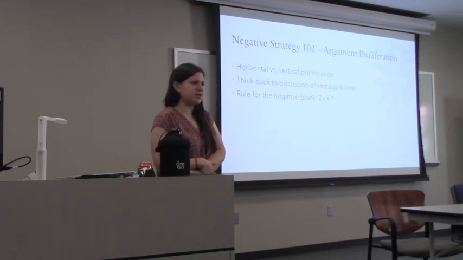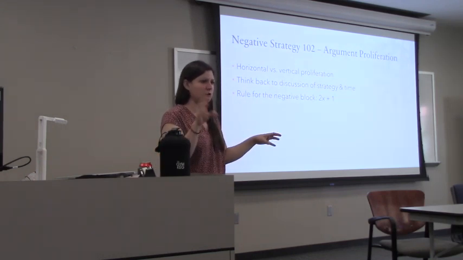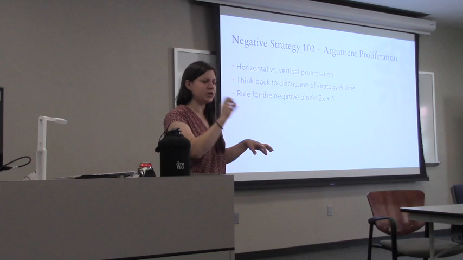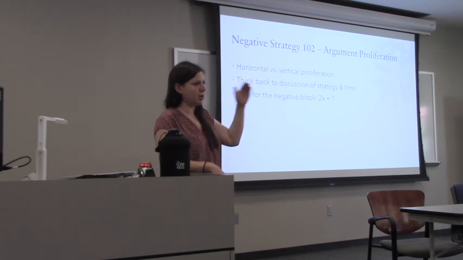There's a difference between horizontal and vertical proliferation. So horizontal proliferation refers to the idea of a bunch of different, diverse and distinct arguments, making many, many different unique arguments. Vertical proliferation is the idea of making a bunch of distinct arguments from within a category or within a set of arguments.